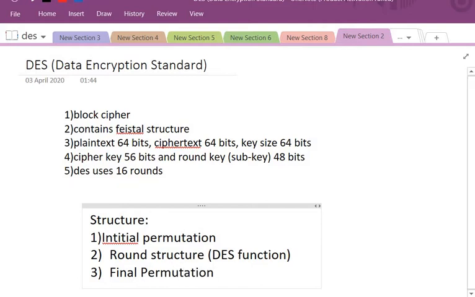Here we apply the plain text of 64 bits to the initial permutation. After the initial permutation the round structure will be invoked, and after the round structure the final permutation will be performed, and at last the cipher text will be generated. So what is the diagram of the DES algorithm? I will explain.